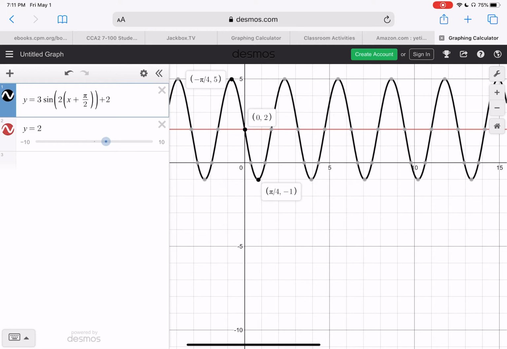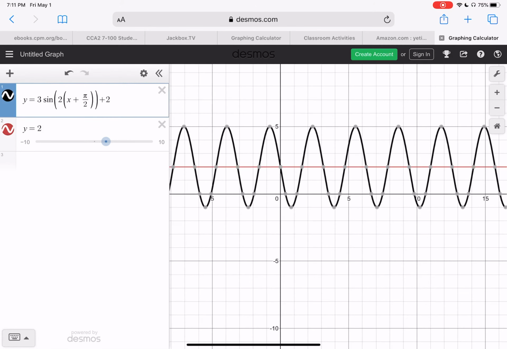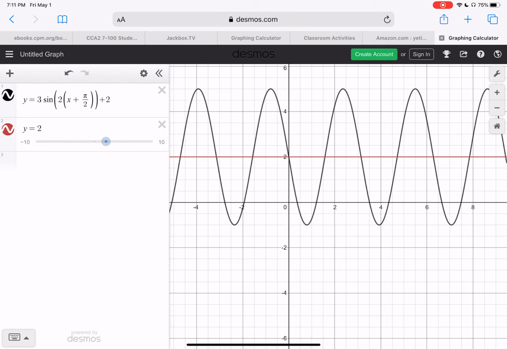It might not look like it's shifted right away, but actually if you look at it, our graph should start pi over 2 to the left, right? So let's see right here. It starts pi over 2 to the left. So it might look like right here at 0, 2 is where it starts. But remember that this is a positive sine graph, so it should be going up first. And right here, it's going up first. So it's shifted pi over 2 to the left, and it starts at the midline of 2, so that's good.